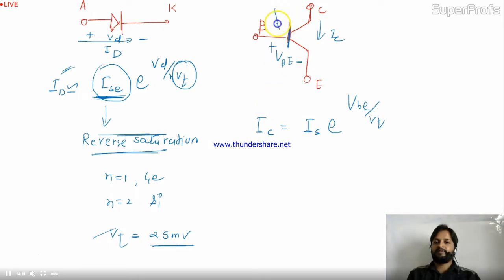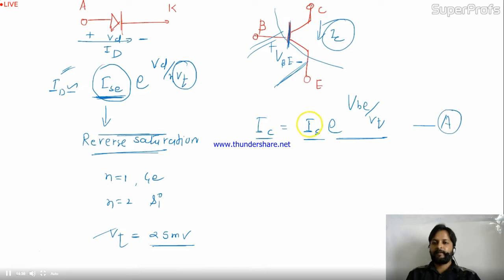Okay, this is looking like you are applying the input to the transistor, and this is like output. So your output is equal to Is e to the power VBE by Vt ampere. Please remember this. Okay, what is the Is? Again, this is the reverse saturation current. This current will flow when both junctions are in reverse bias.